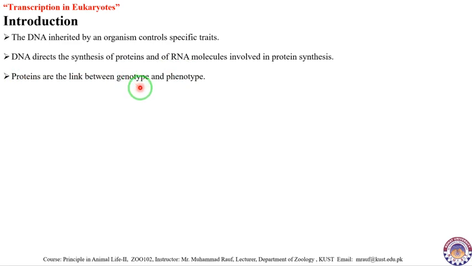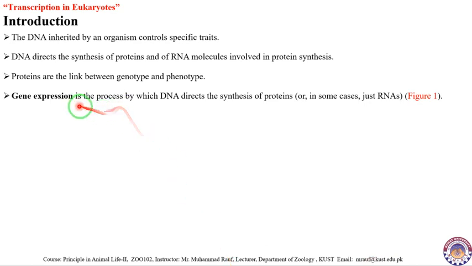Suppose a person has freckles, dots on his face. That information is there in the DNA to develop such a facial structure. But if you study the protein complement of that individual, then you will identify a specific protein which is responsible for freckles on the face. And this protein is actually the link between the genotype and phenotype.